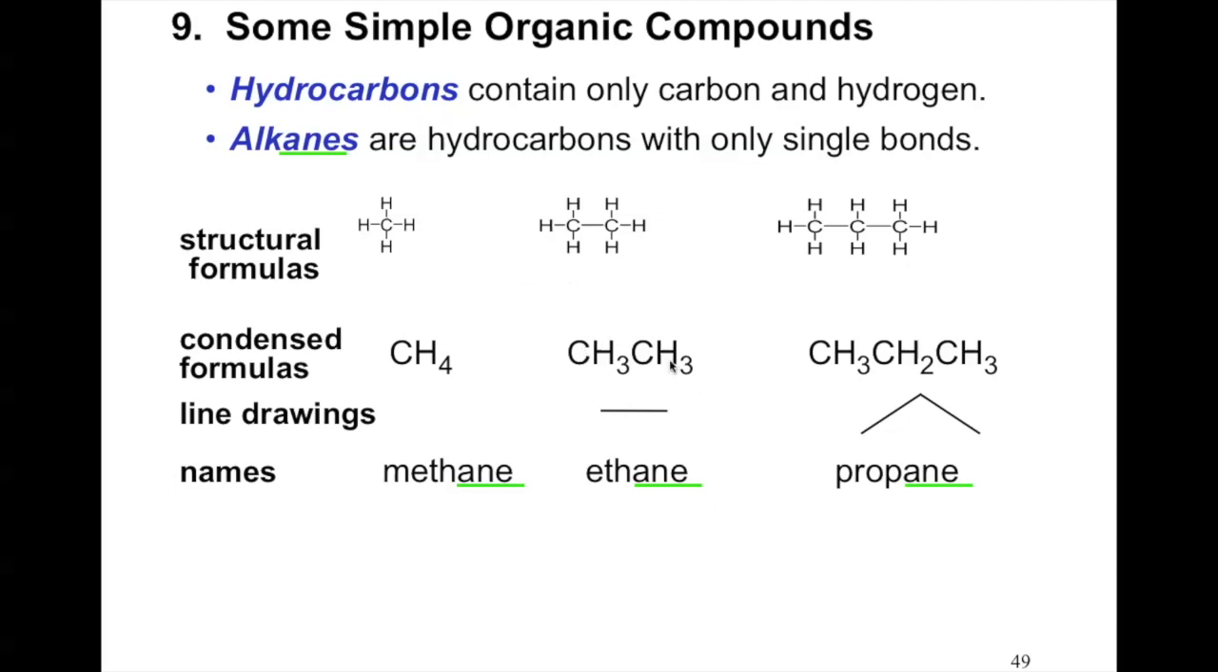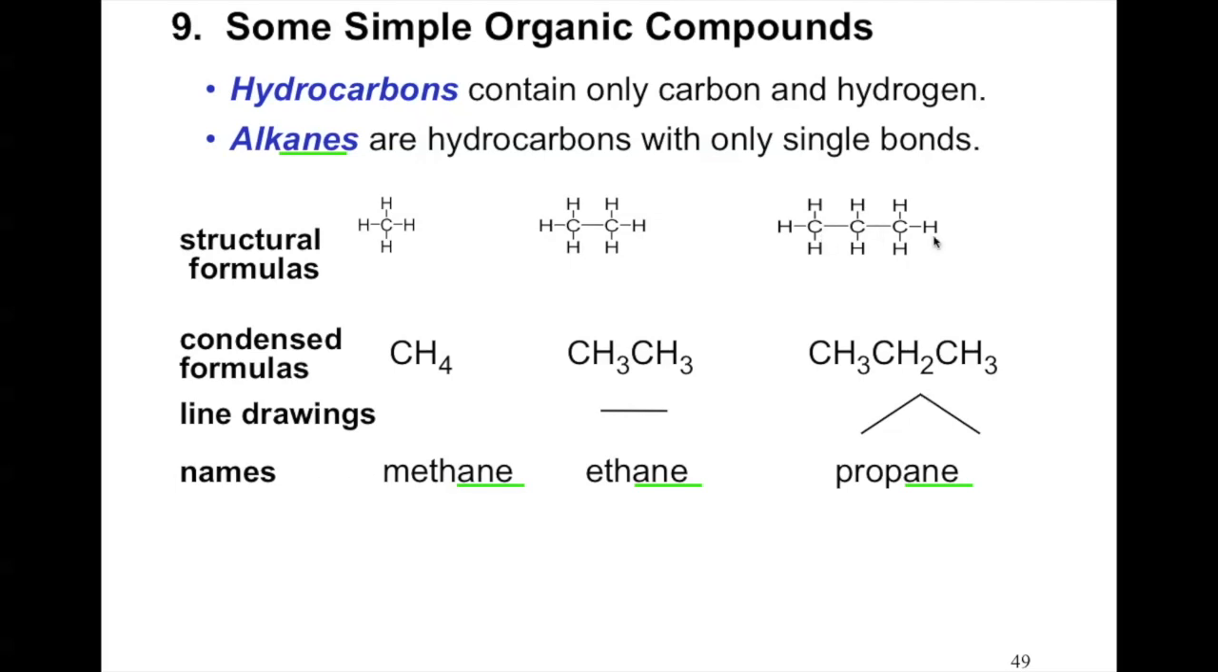A 2-carbon skeleton is called ethane, and a fragment, say in this molecule, of CH3CH2 is called ethyl, E-T-H-Y-L. 3 carbons is called propane. No doubt you've heard of that before. Certainly you've heard of methane as well. It's also known as swamp gas or marsh gas. Propane is used in outdoor grills as a source of fuel.